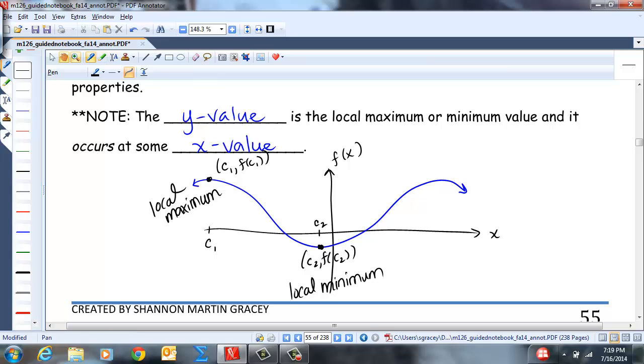All right. And then ready? Oh, awesome. Here's our last guy. So this one, call it C3. And the function evaluated at C3 is another local maximum. Okay, so far? Very good.